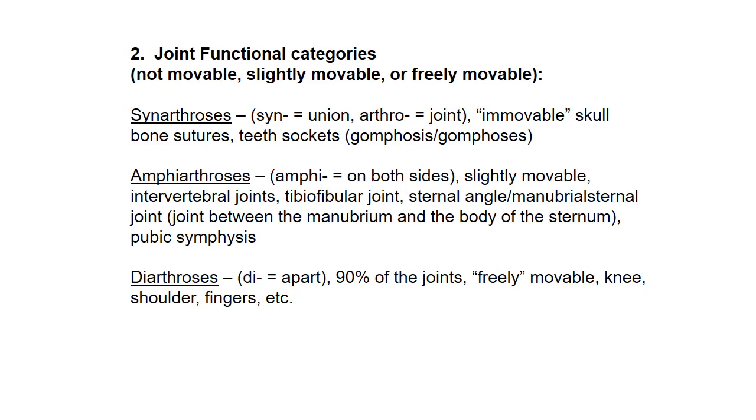The diarthroses are all freely movable. So that's the knee, shoulder, fingers, toes, all those kinds of bones. Your TMJ joint, all those kinds of things are diarthroses. And all diarthroses are synovial joints, and all synovial joints are diarthroses. So all diarthroses have a synovial cavity, synovial fluid, and an articular capsule around them. They're all freely movable. It's 90% of the joints in your body. So next slide.